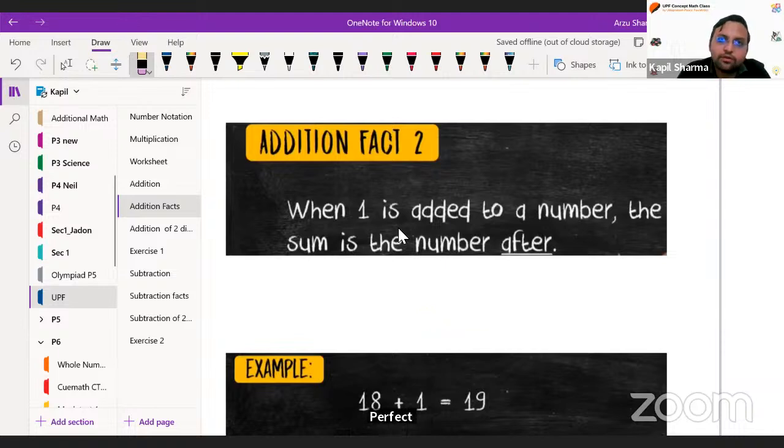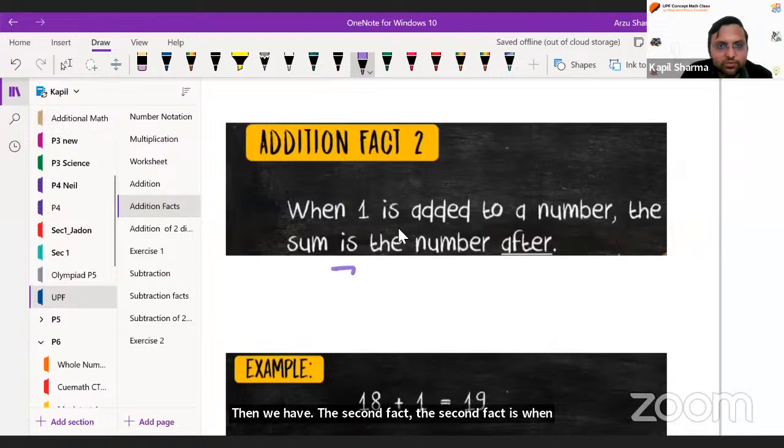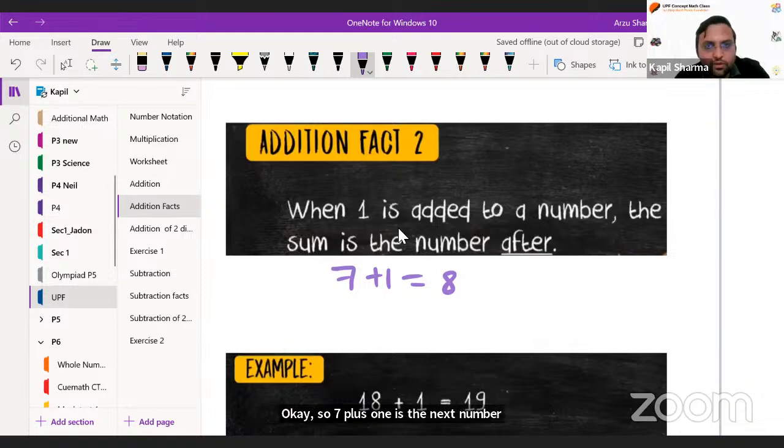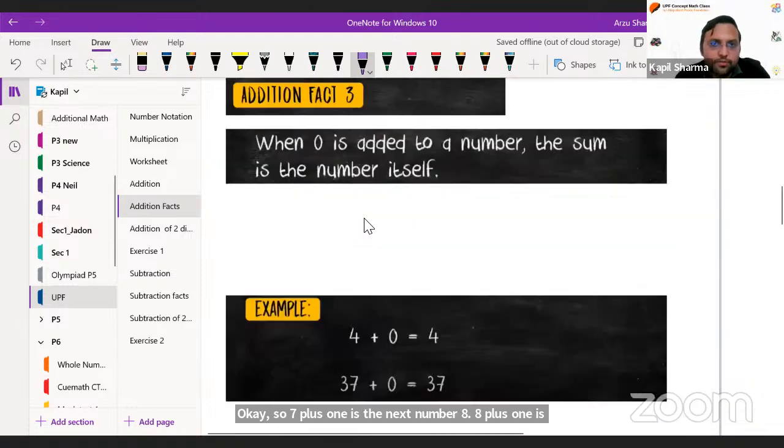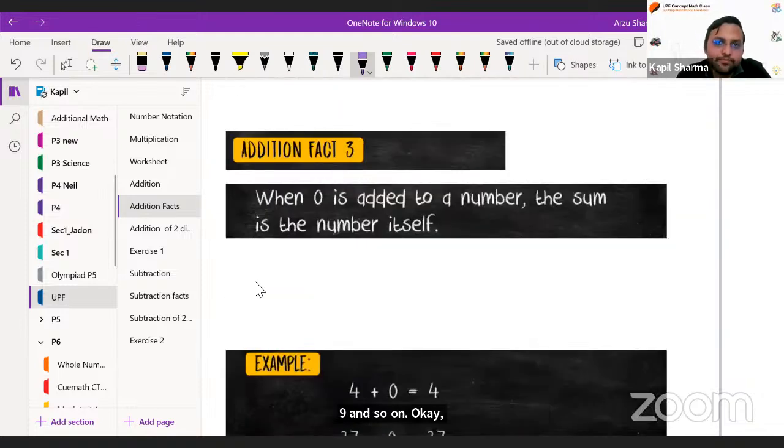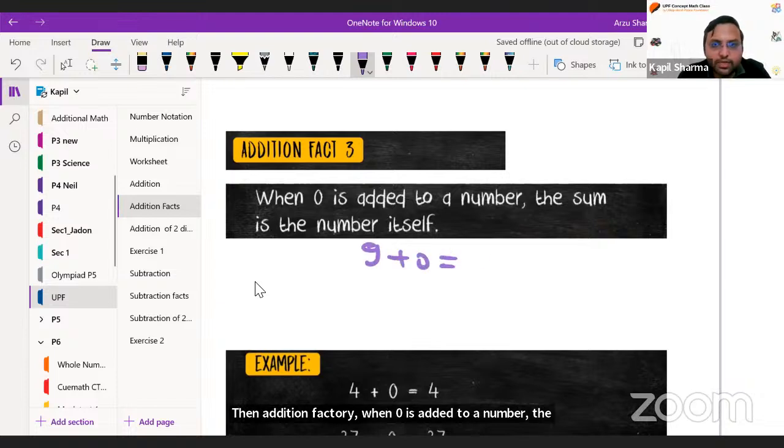Then we have the second fact. The second fact is when you add 1 to a number, the sum is the number after. Okay, so 7 plus 1 is the next number 8. 8 plus 1 is 9 and so on. Then addition fact 3, when 0 is added to a number, the sum is the number itself. So if you take any number, if you add 0, you get the number itself.